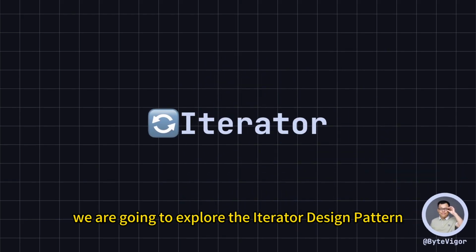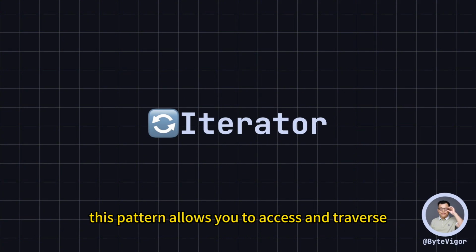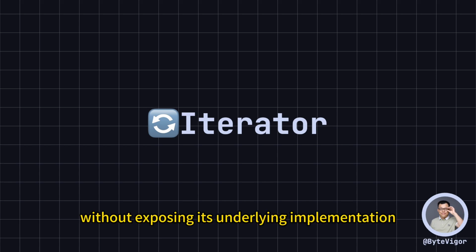Today, we are going to explore the Iterator design pattern, a widely used behavioral design pattern in software development. This pattern allows you to access and traverse elements in a collection without exposing its underlying implementation.